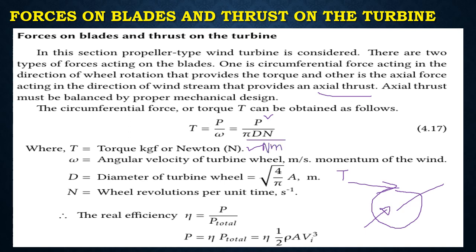Angular velocity is in meter per second. And d is the diameter of the turbine wheel, from the area 4 by pi into A, in meters. n is revolutions per time, that is rps, or second to the power of -1. Substituting all these values, we will get the real efficiency. Eta is equal to P divided by P total. This we have already derived. So P is equal to efficiency into P total, that is eta into half rho A V cube, which we have derived already.